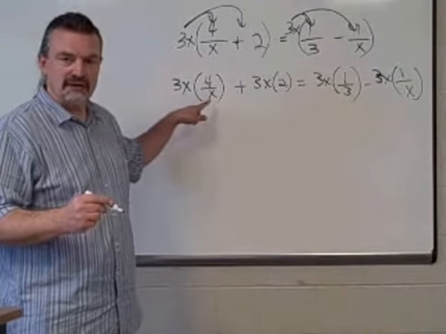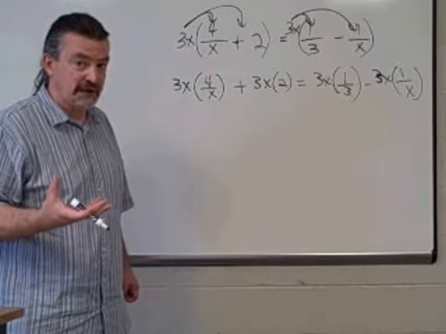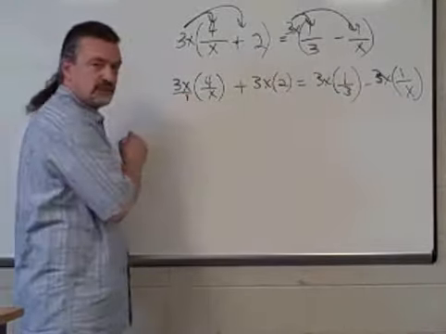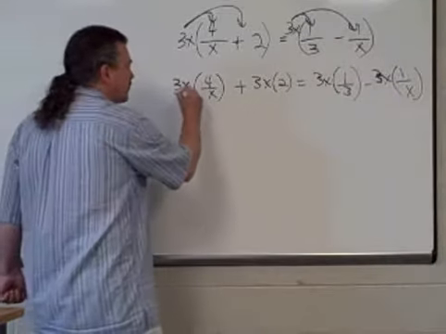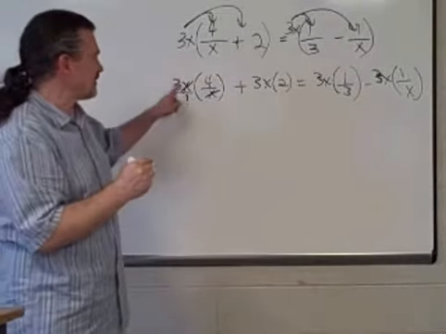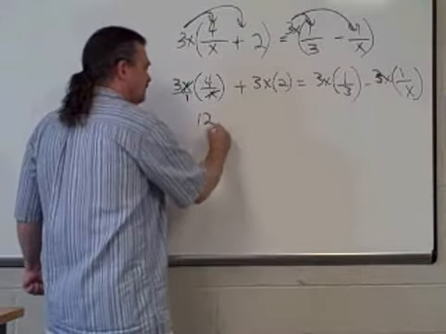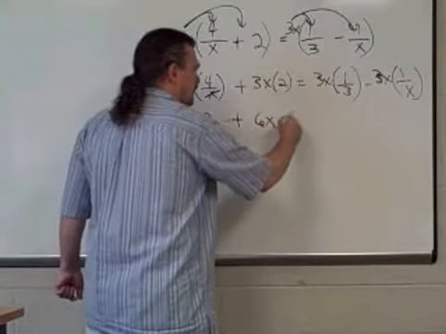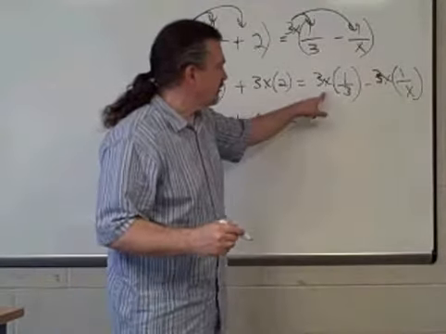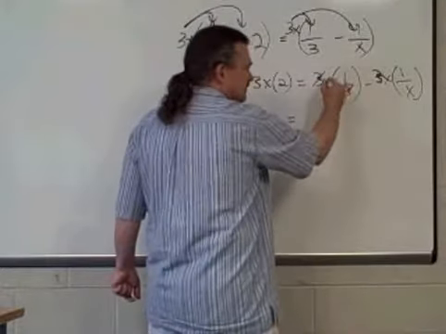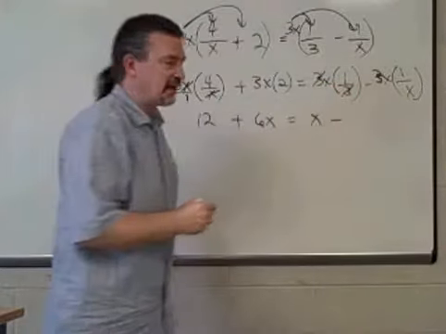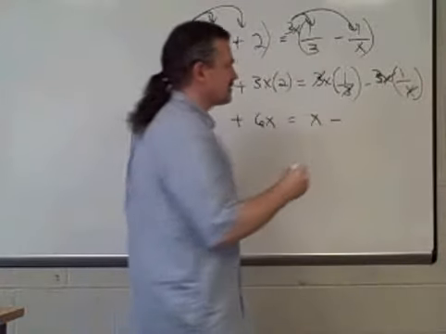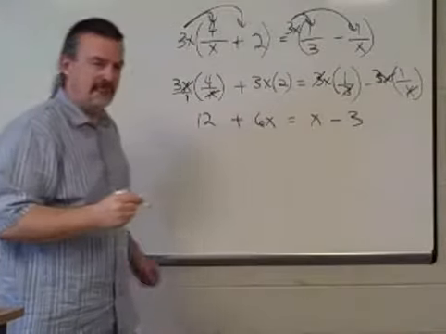3x times 4 over x. Well, remember what you do when you multiply with fractions? You first see if you can do any canceling. This is like having 3x over 1. Won't those x's cancel, just leaving us 3 times 4, which is 12, plus 3x times 2 is 6x, equals, here, the 3's will cancel, leaving us x times 1, which is x. Here, again, the x's will cancel, leaving us minus 3 times 1 is 3.